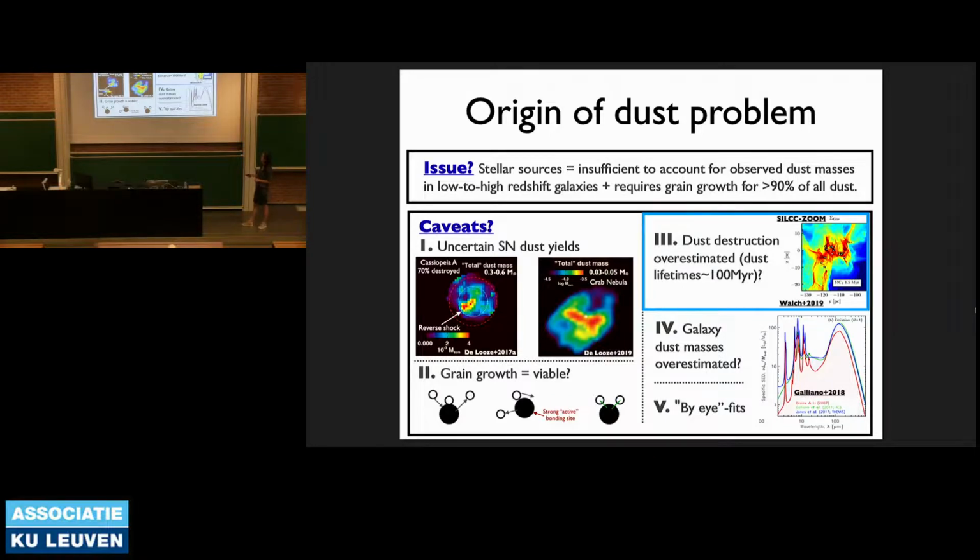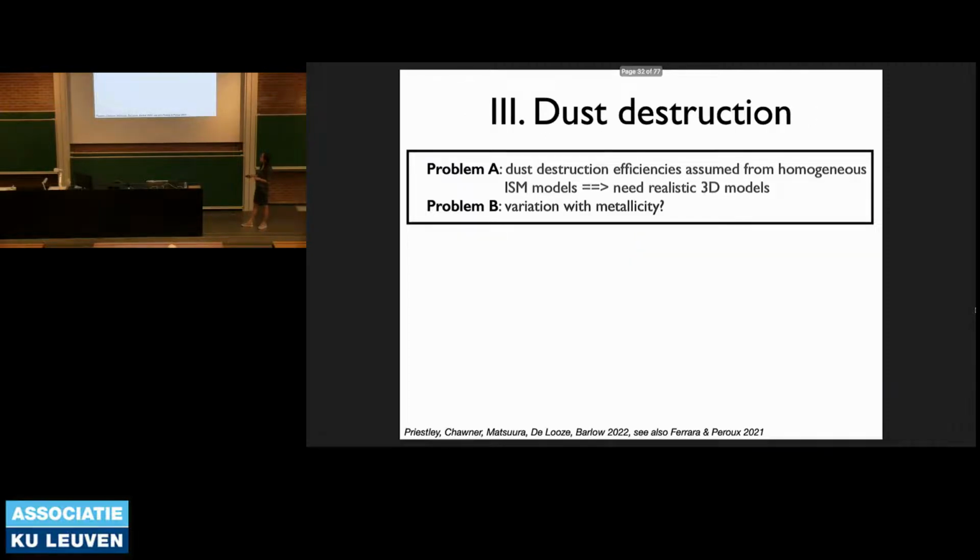So now let's focus on dust destruction. So typical dust lifetimes are of the order of 100 million years, 200 million years, but there is actually some evidence that this has been overestimated.